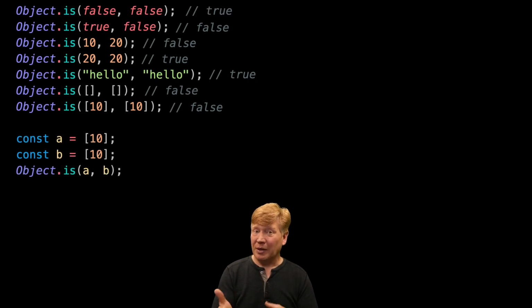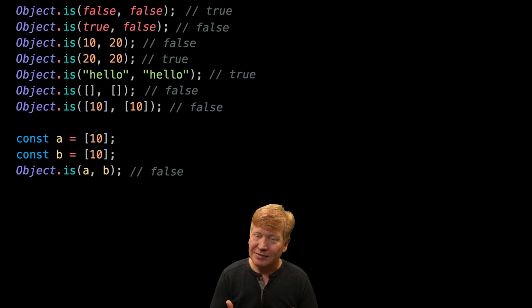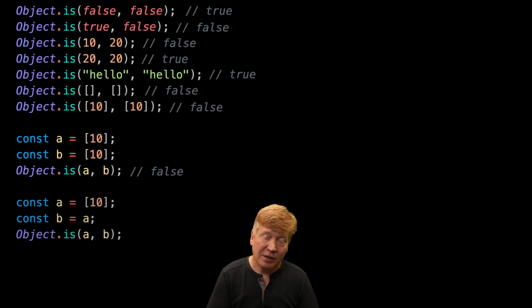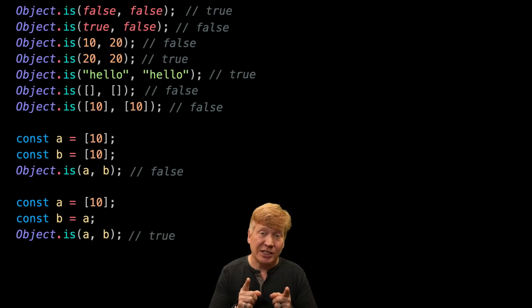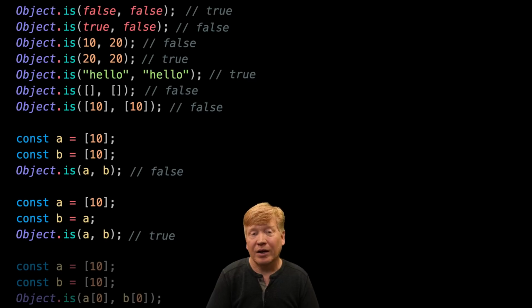All right, let's switch it up a bit. We'll create two constant variables and try again. But again, false because A and B are in different locations in memory. But if I set B to A, then that's actually true because both B and A are referencing the same array in memory.